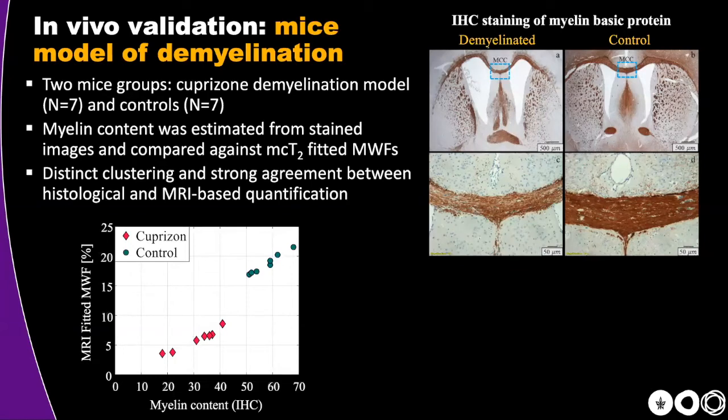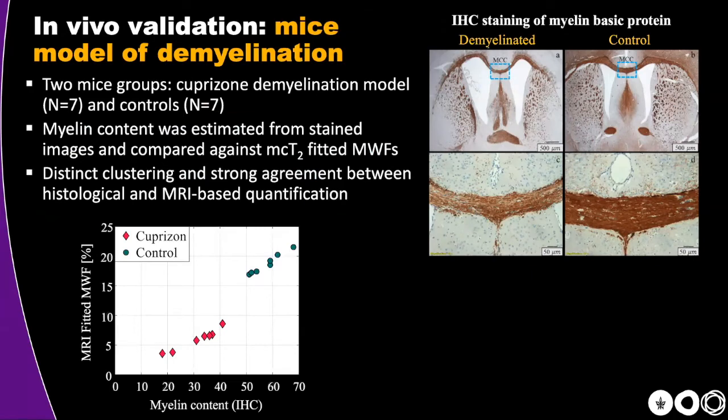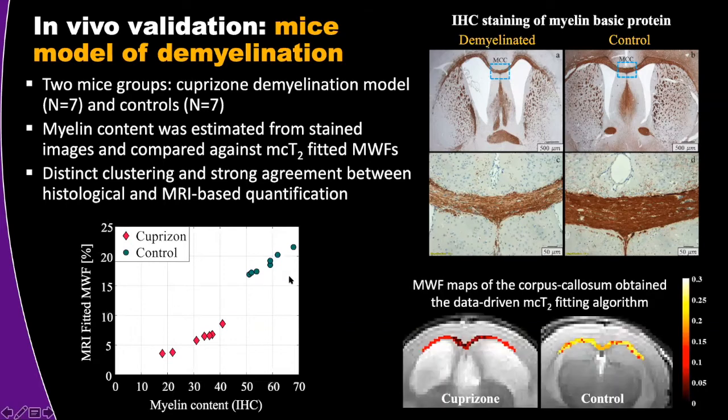I don't trust these results as much as I would like, so histology changes the tissue. When you dye the tissue, you don't always get the exact same color. So there is some variability in immunohistochemistry, but these are still very encouraging results. And you can also create myelin water fraction maps in the corpus callosum, here overlaid on a T2 weighted image. And you can see the large difference between a Cuprizone mouse and a control mouse.